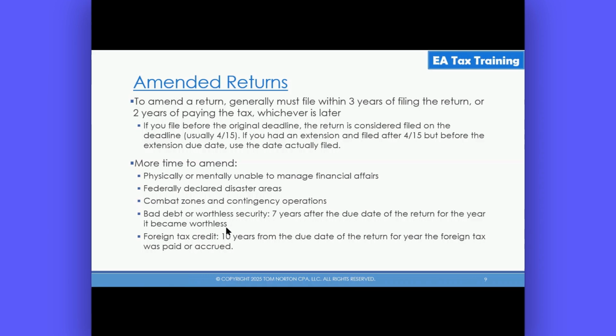Similarly, if the reason you are amending is in order to claim a foreign tax credit, which we will talk about in this video, but if that's the reason you are amending, then you have 10 years from the due date of the return. So if that was a foreign tax credit that you were claiming for 2024, you would have until April 15th of 2035 in order to amend that 2024 tax return. So you do want to know particularly those 7-year and 10-year exceptions to the amended return requirements for the EA exam.